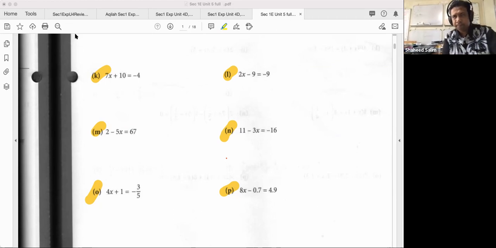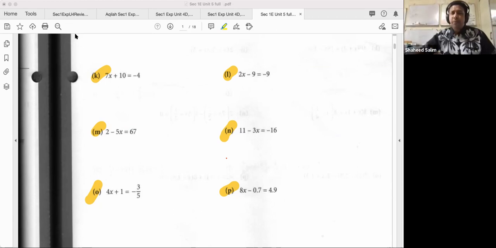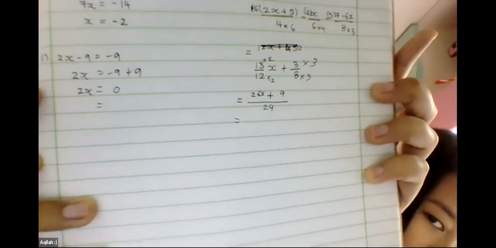L is? Actually, can I have help on this? Okay, can I see what you have done? You just show me your working. Oh, you have done the rest, huh? L is okay. What's your answer for L? 2x equals 0, but I don't know what x is. Okay, so x must be equal to 0.